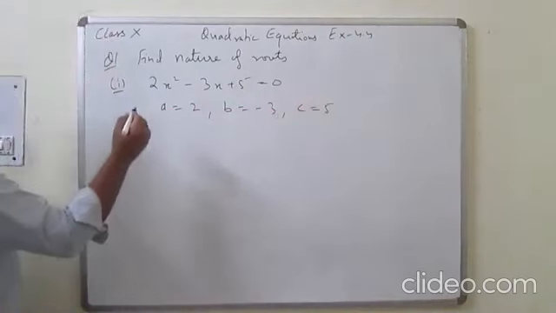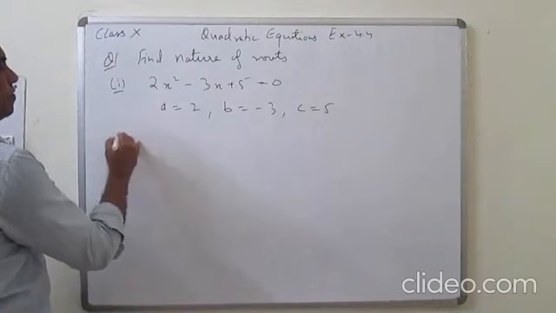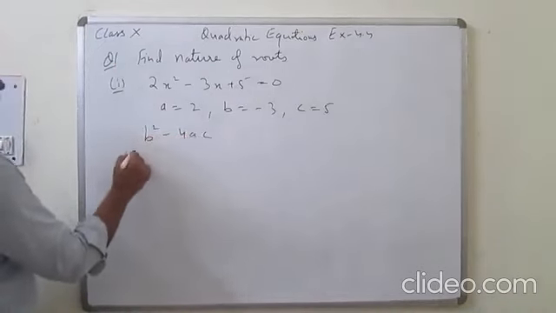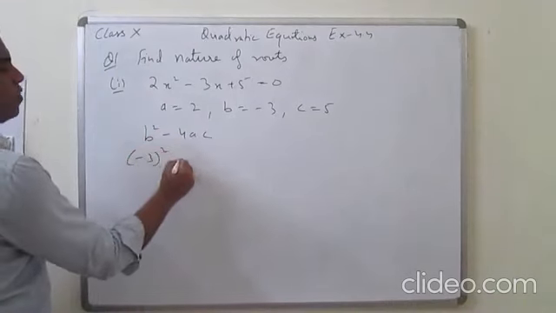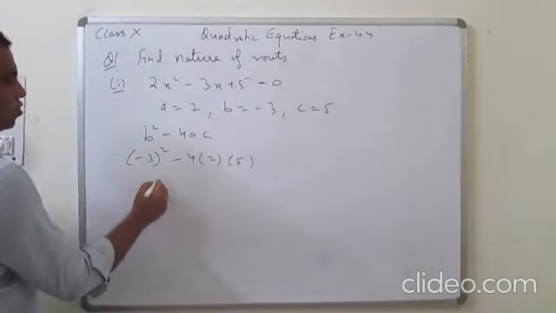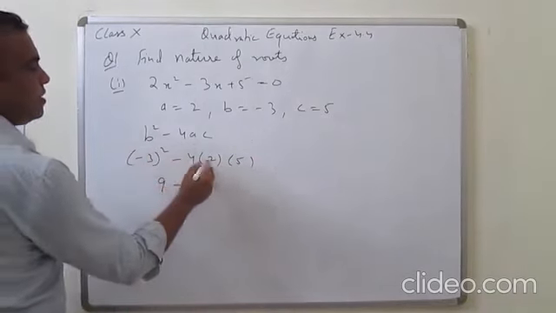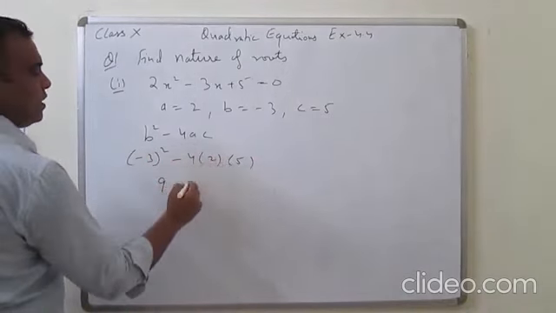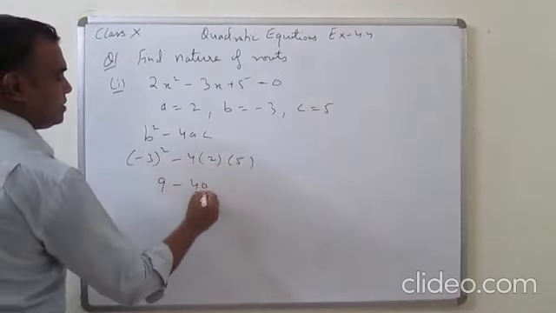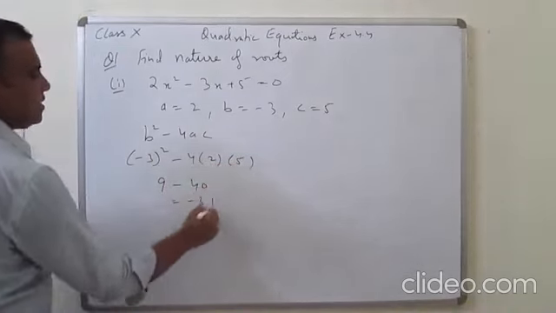So nature of roots, we find the value of b square minus 4ac. What is b? Minus 3 whole square. What is a? 2. c is 5. So it is 9 minus 4 into 2 into 5, 40, and it is minus 31.